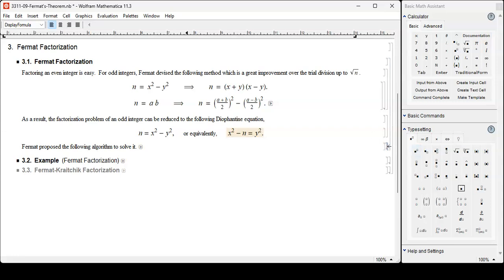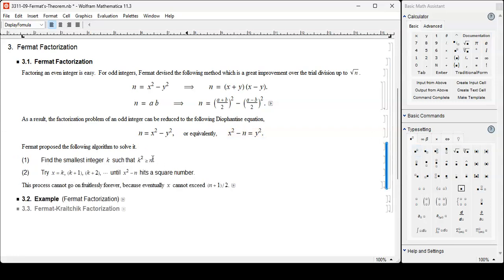Fermat proposed this algorithm. First, find the smallest integer k such that k squared is greater than or equal to n. You don't really have to calculate the square root. Just get some initial guess, and then k squared is greater than n, k minus 1 squared is less than n. That's what you're looking for. Start from there, and then try x is k, k plus 1, k plus 2, k plus 3, k plus 4, and so on until you get x squared minus n is actually a square number, y squared.